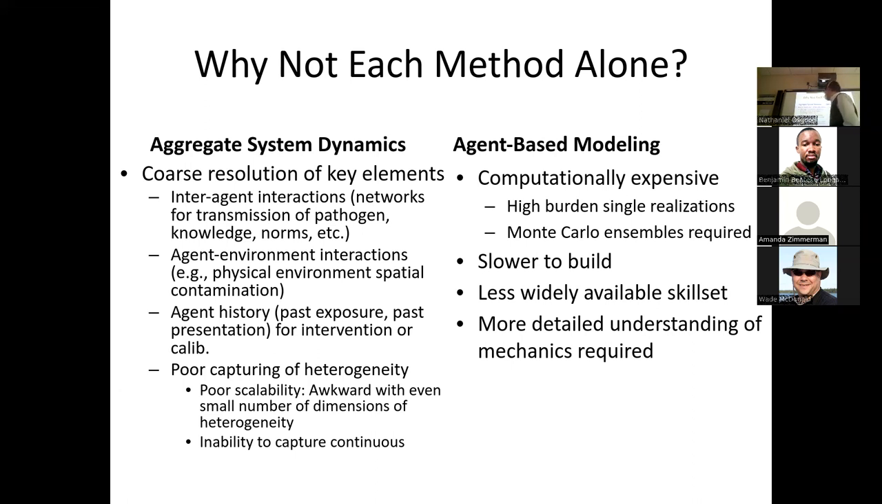So why not do it all in system dynamics? Well, it's such a coarse resolution that capturing the interagent interactions or agent-environment interactions is not going to work. You're not going to be able to capture aspects of individual history that might form the basis for targeting interventions or changing the care pathways for an individual. You're not going to be able to intervene effectively based on their combination of comorbid conditions. It's a coarse representation that often misses key elements that you want for planning interventions, for comparing against empirical data that's more fine-grained, et cetera. And critically, there's limited ability to capture heterogeneity and poor scalability of that.